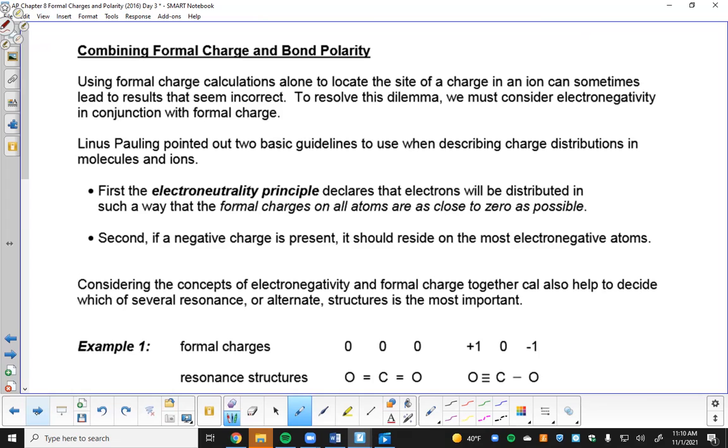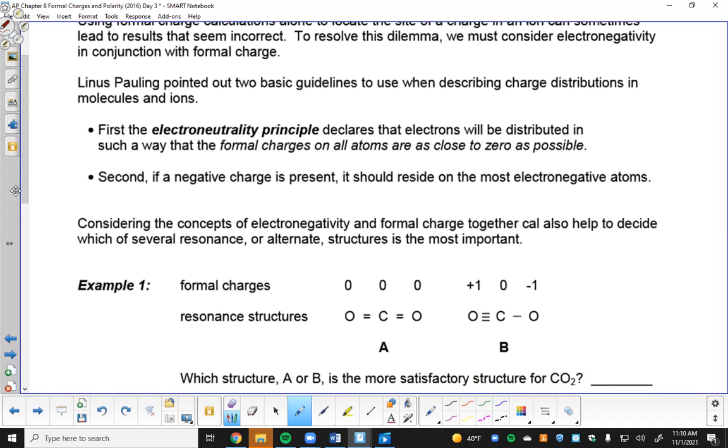Using formal charge calculations alone to locate the site of a charge in an ion can sometimes lead to results that seem incorrect. To resolve this dilemma, we must consider electronegativity in conjunction with formal charge. Linus Pauling pointed out two basic guidelines to use when describing charge distributions in molecules and ions. The first is the electroneutrality principle, which declares that electrons will be distributed in such a way that the formal charges on all atoms are as close to 0 as possible.